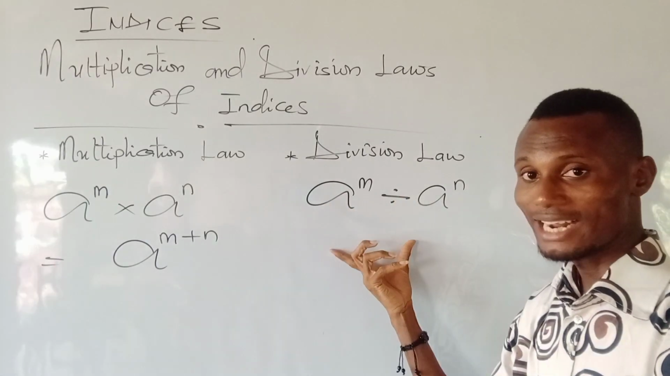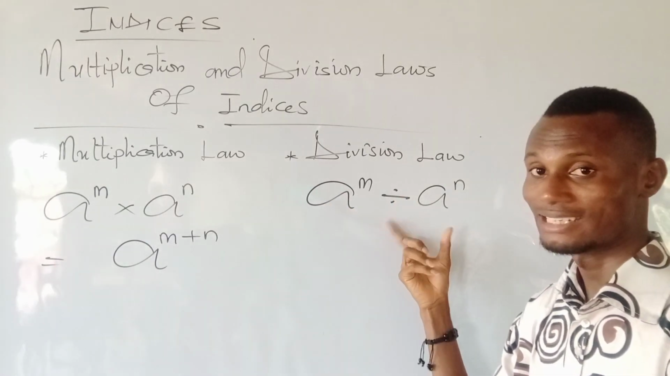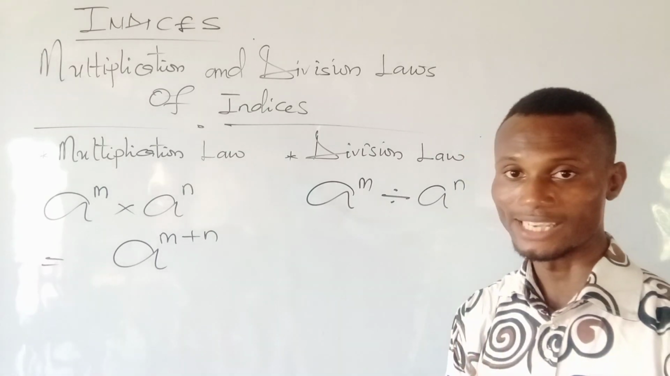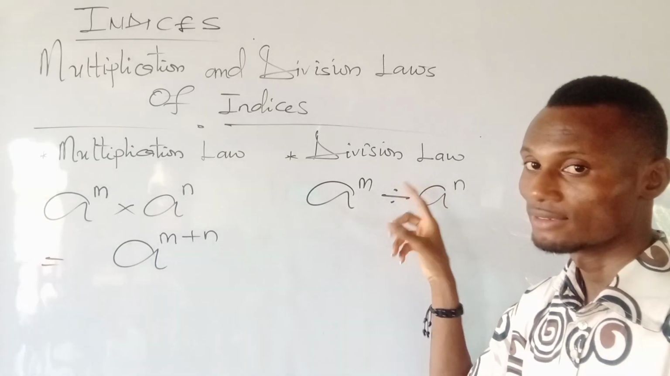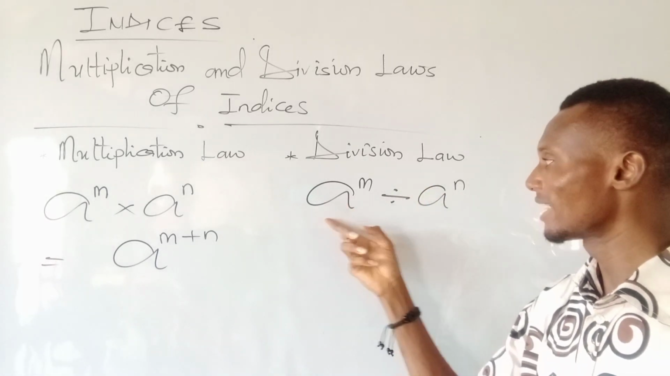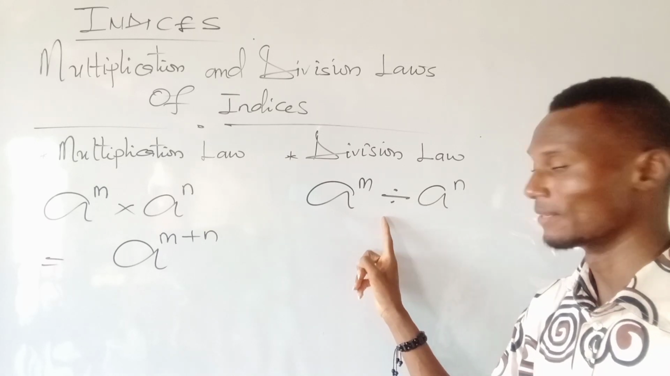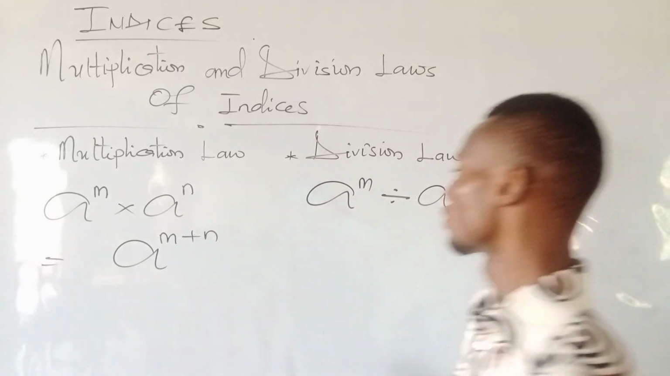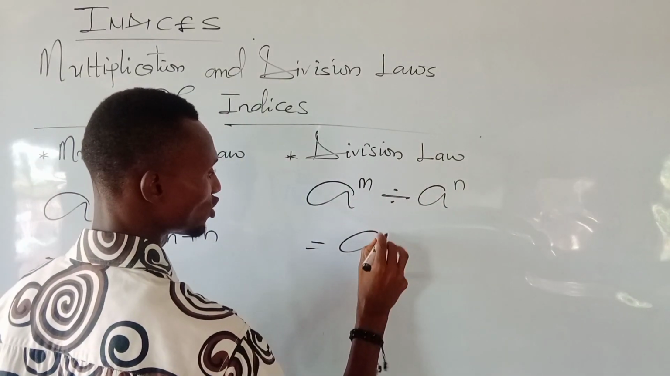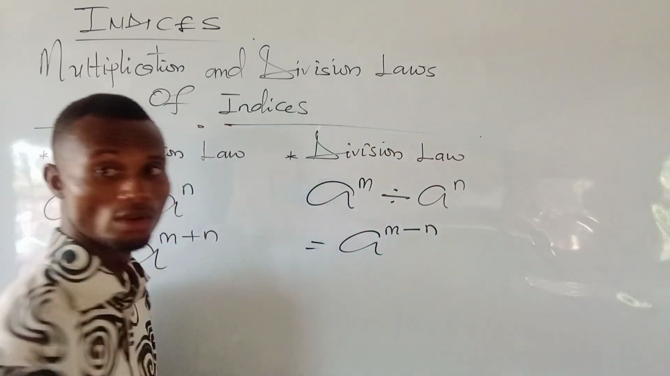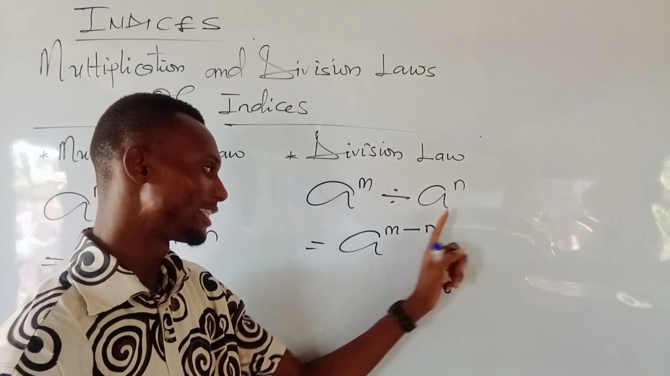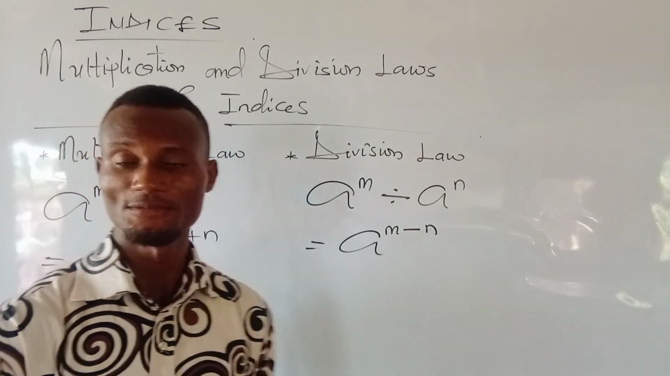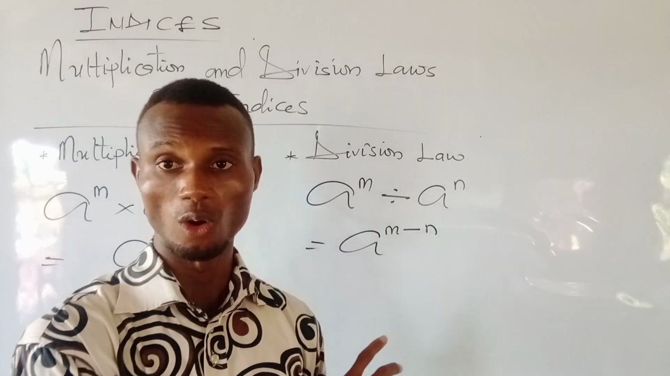Under the division law, take notice that the key thing is that the bases have to be the same, and also they are dividing. Then we apply the division law. When the bases are the same and we are dividing, we just pick one of the bases, then we subtract the powers. So this one is going to be a to the power m minus n. That's how to simplify it under the division law of indices.